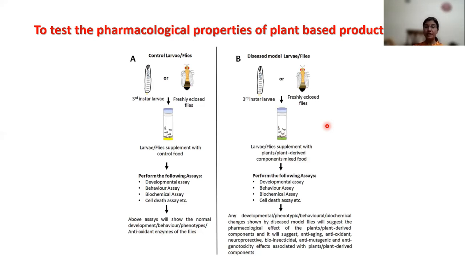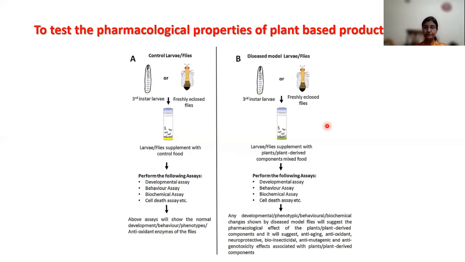Drosophila has also been used as a valuable model system for developmental and genetic studies. Survivorship, puparation, and developmental toxicity assays can be easily performed for developmental studies of the fly. These assays will help us to assess the effect of any plant compound, drugs, medicines, toxins in vivo on the development of the fly.